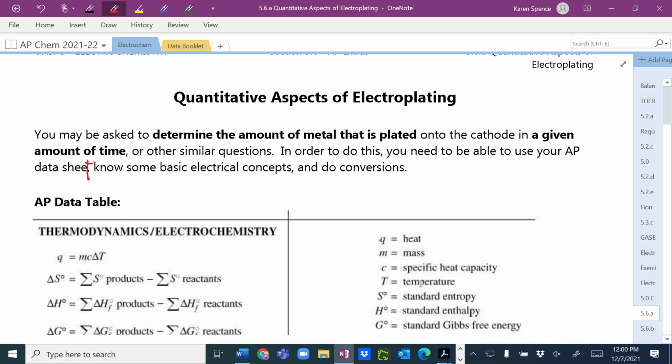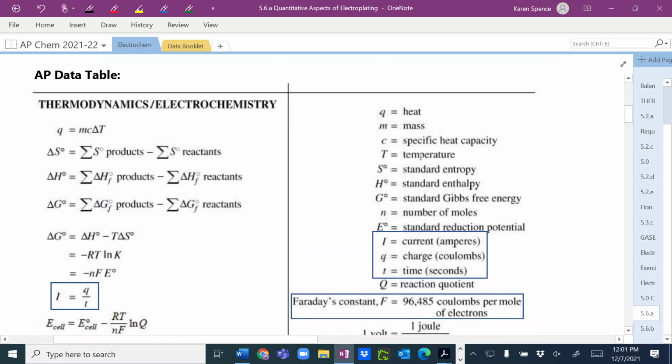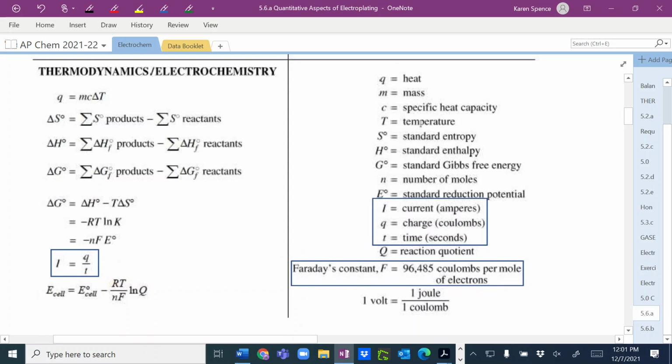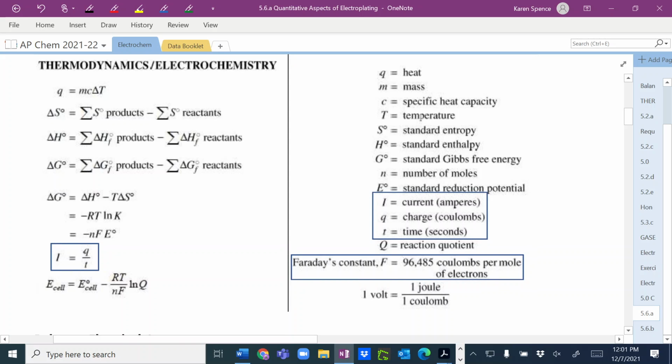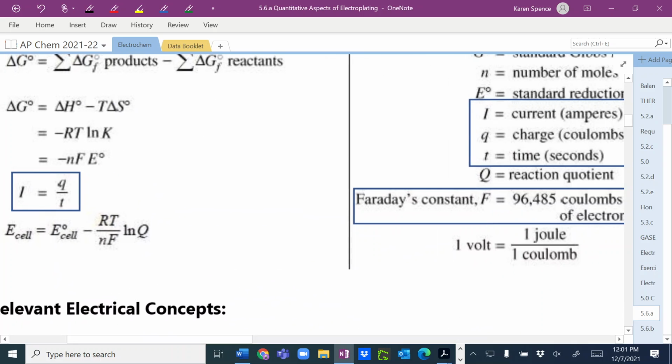So on your AP data sheet, it is in the section called Thermodynamics and Electrochemistry. And for this worksheet in particular, we are looking at this formula here. I equals Q over T. Do you guys remember what I is? Current. Do you remember what Q is? Charge. Do you remember what T is? Time. Excellent. So you're going to need to know that.